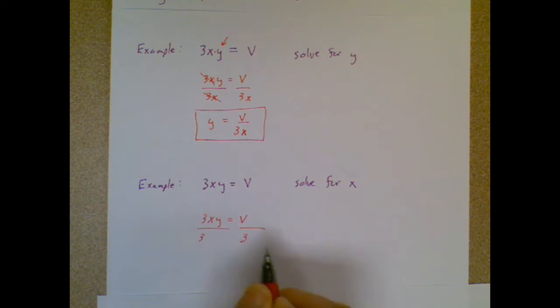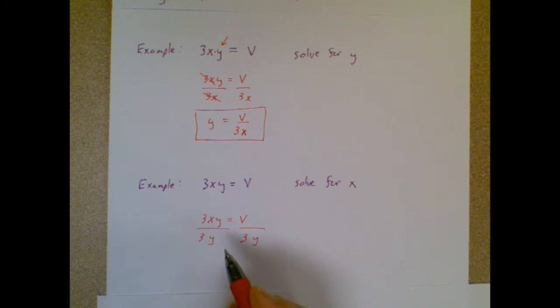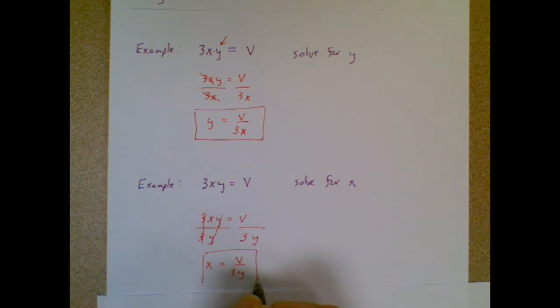I better do it to the left side. To get rid of a times y, I divide by y. So what I'm really doing is dividing by 3y on the left and the right, and here's what happens. These two 3's, they reduce. These two y's reduce. By doing that, I'm left with just the x. On the right-hand side, there's nothing that will reduce. Can't really divide that, so I'm left with that. I've solved for x.